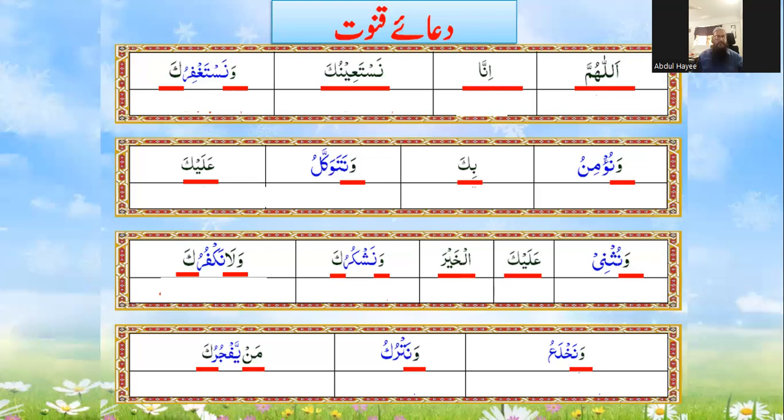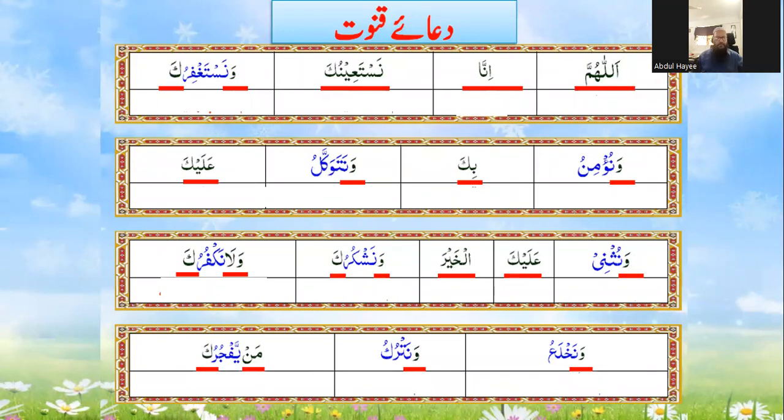Al-khair. Khair we have studied. Where did we study the khair word? And what is the meaning of al-khair? Khair, good. The best of you, khairukum. Where did we study this word? As-salatu khairun minan nawm. We studied this khair word there. Let's have the next word.